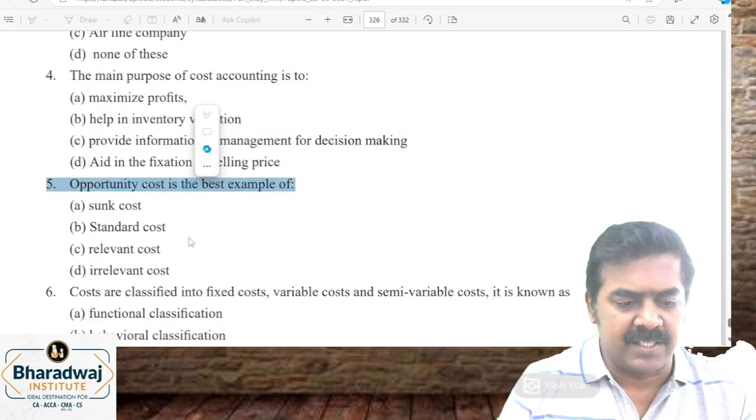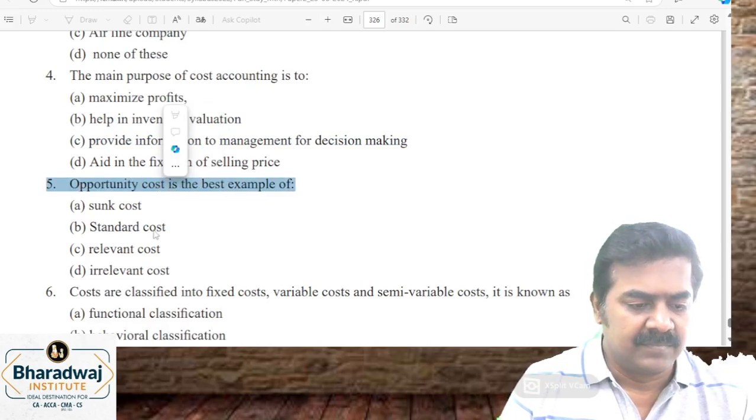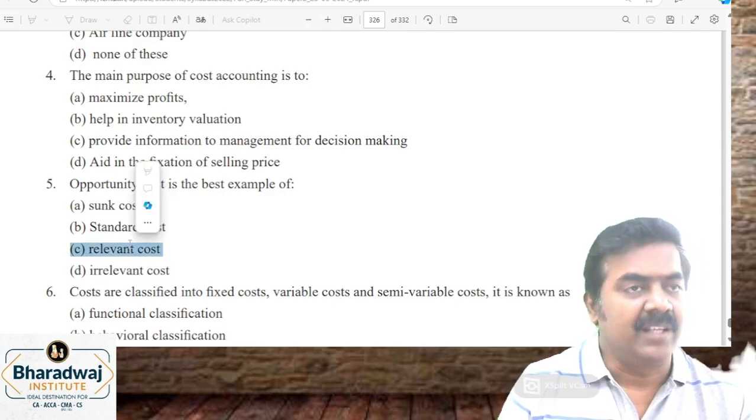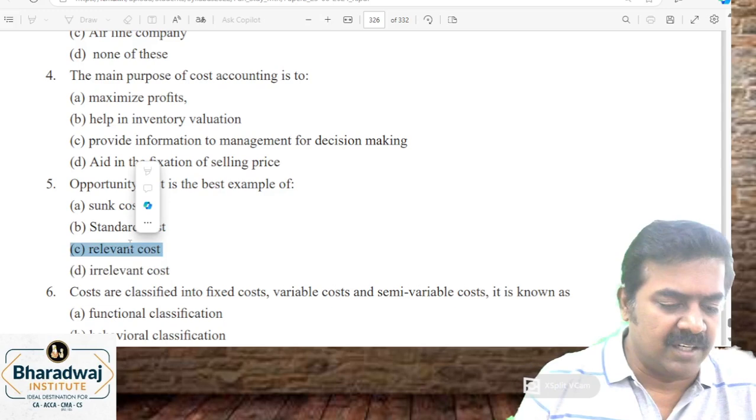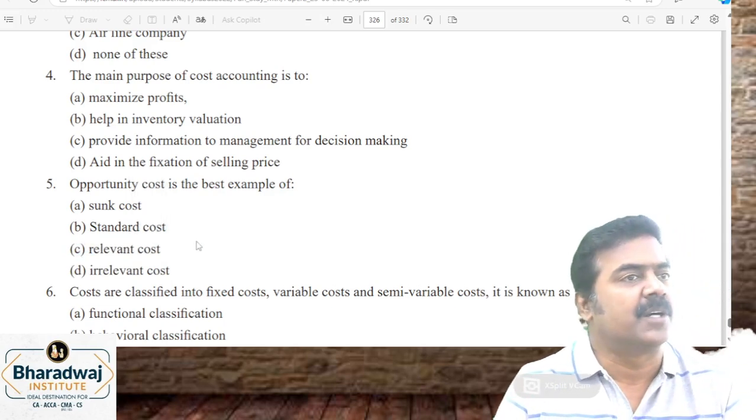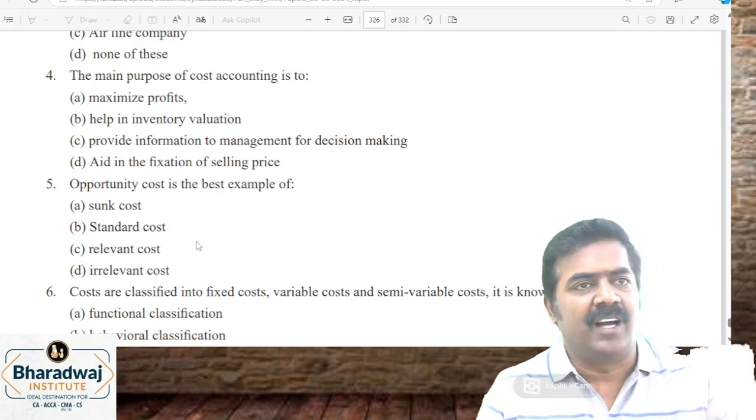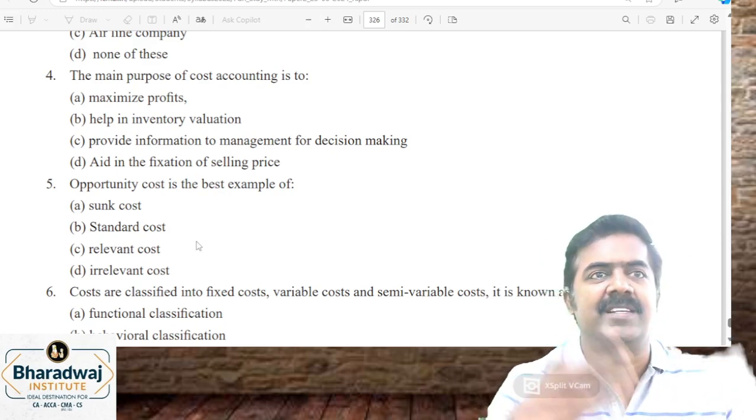Opportunity cost is the best example for irrelevant or relevant? Relevant. Why? We always consider opportunity cost for decision making. For example, what is opportunity cost? I forego something for gaining something else.